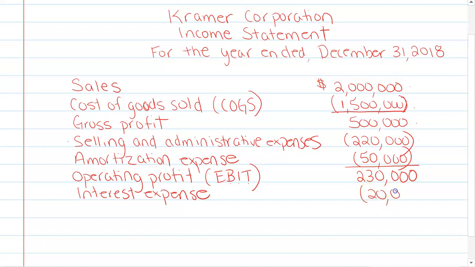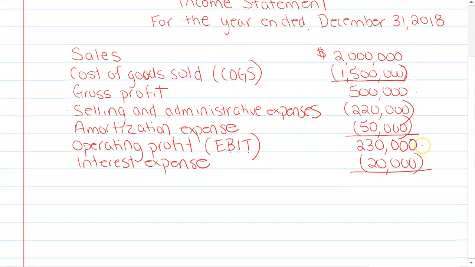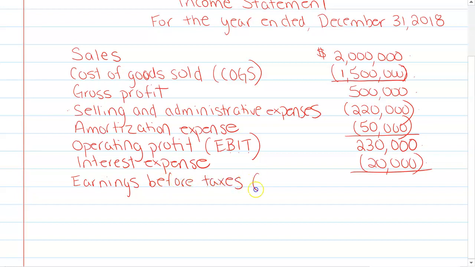And let's pretend our interest was 20,000. And then we'll subtotal this again. So we'll take our 230 minus our 20, and then this gives us our earnings before taxes. And we can abbreviate that and just call it EBT, earnings before taxes. So you take 230 minus 20, that gives you 210,000.